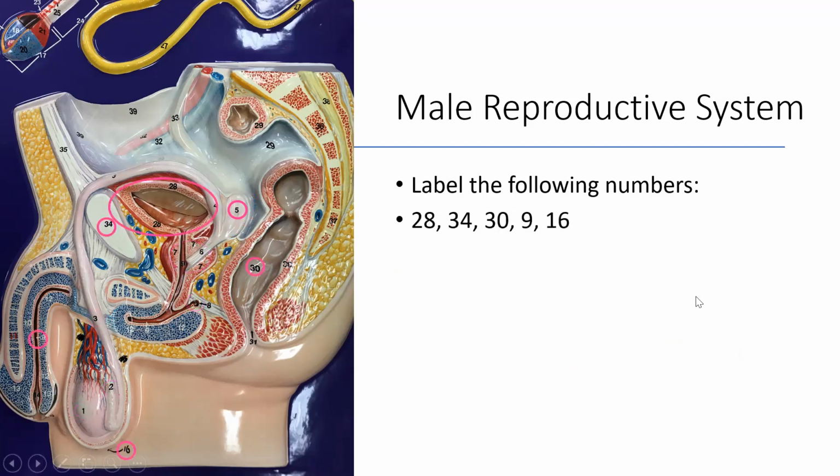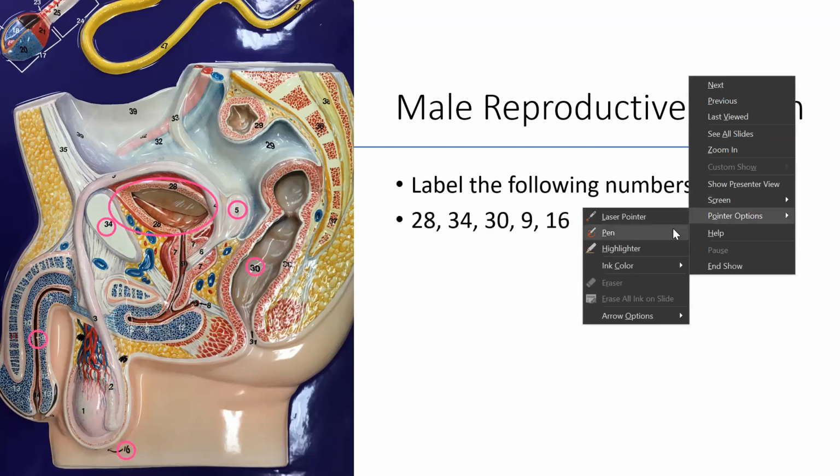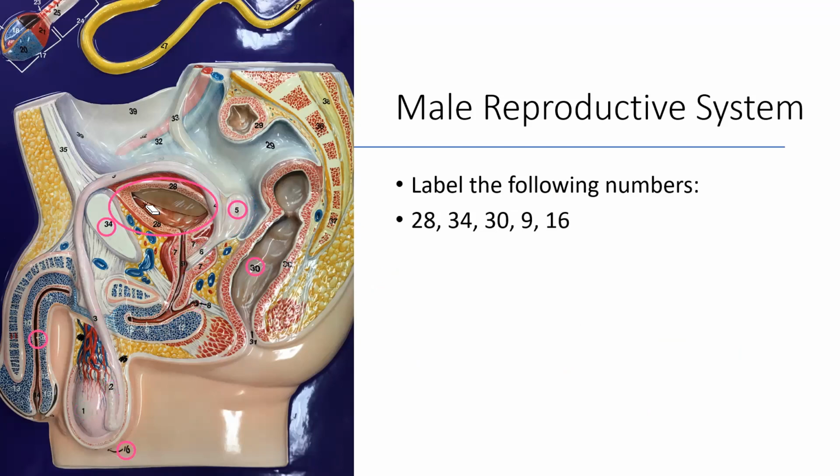Next one, label the following numbers. 28 is right here. That is the urinary bladder. Some people say if you have frequent urination all of a sudden out of nowhere and you're a little bit older man, you might want to get your prostate checked out. Because if the prostate is inflamed, it could exert pressure on the urinary bladder and cause frequent urination.